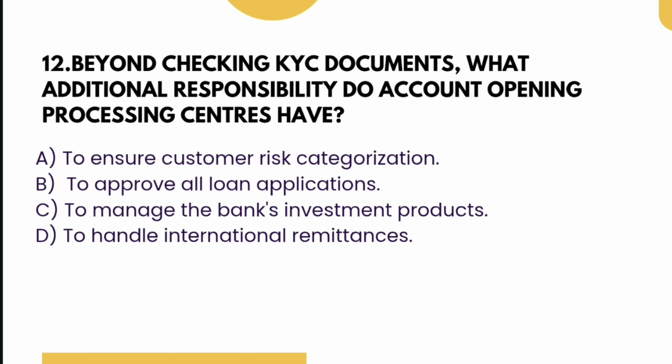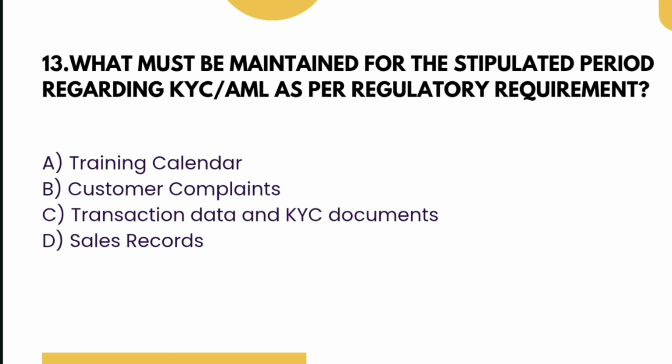Next question, beyond checking KYC documents, what additional responsibility do account opening processing centers have? A, to ensure customer risk categorization, B, to approve all loan applications, C, to manage the bank's investment products, or D, to handle international remittance. And the answer is A, to ensure customer risk categorization.